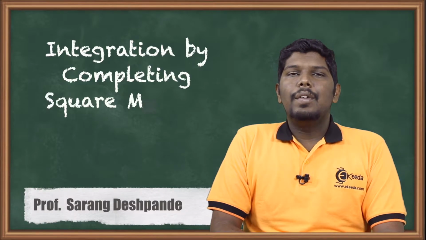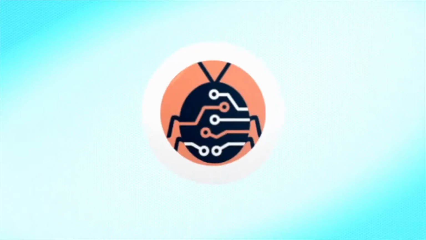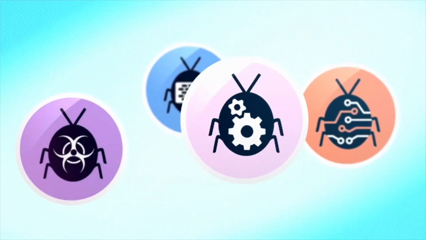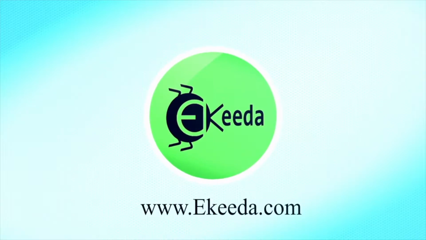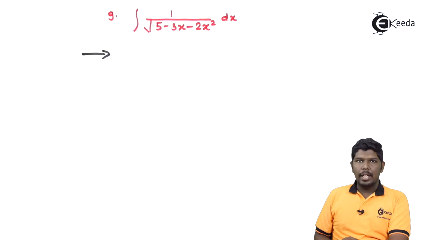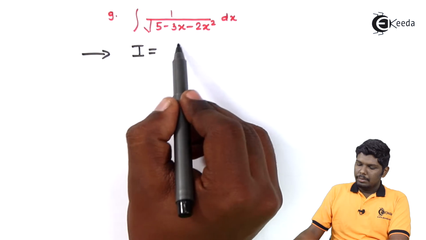Hello friends, in this video we are going to see one more problem on the integral of the form 1 upon under root quadratic. Let us start with problem number 9. Integral 1 upon under root 5 minus 3x minus 2x square dx. Here let us consider the given integral as I.